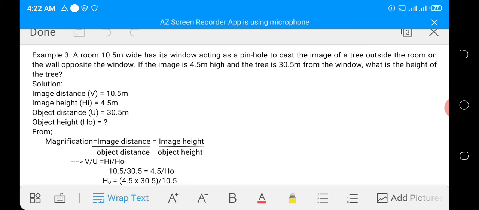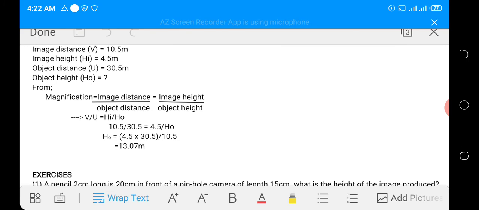Then from the formula for magnification, image distance over object distance is equal to image height over object height. Using this relation, making HO the subject of the formula, we have our HO to be 13.07 meter. That is, the height of the object is 13.07 meter. And this is where we are going to end the discussion on light waves, the topic for this week.